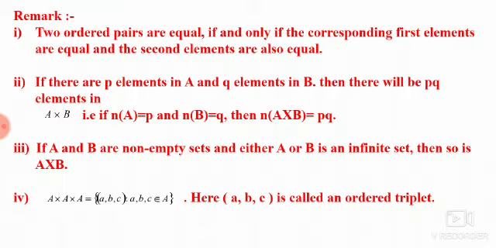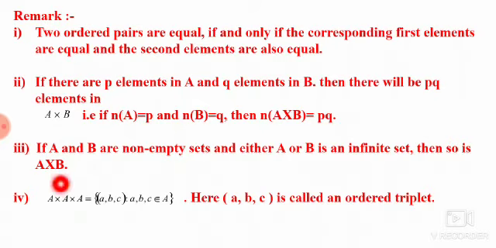Therefore one should remember this formula to find the number of elements in the Cartesian product of the given two sets. Third note or remark: if A and B are non-empty sets and either A or B is an infinite set, then A cross B is also an infinite set. Dear students, if one of the two sets contains infinite elements, then the Cartesian product of these two sets is also infinite.